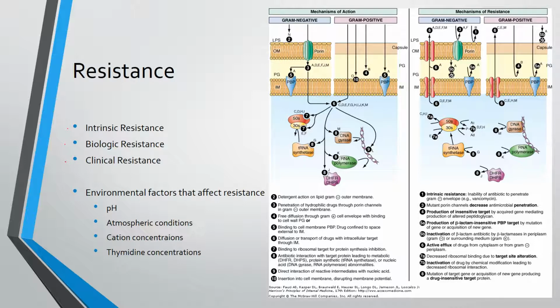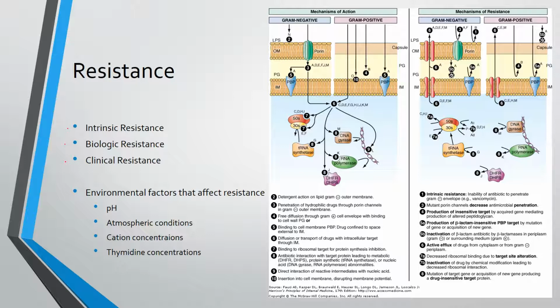Okay, resistance mechanisms. What we have to understand is that there are three different types of resistance. You have intrinsic resistance, biologic resistance, and clinical resistance. And it's important to understand the difference between these. And we've kind of already talked about some, so it is important. Intrinsic resistance, for example, is important for you to understand because you would never report those drugs.